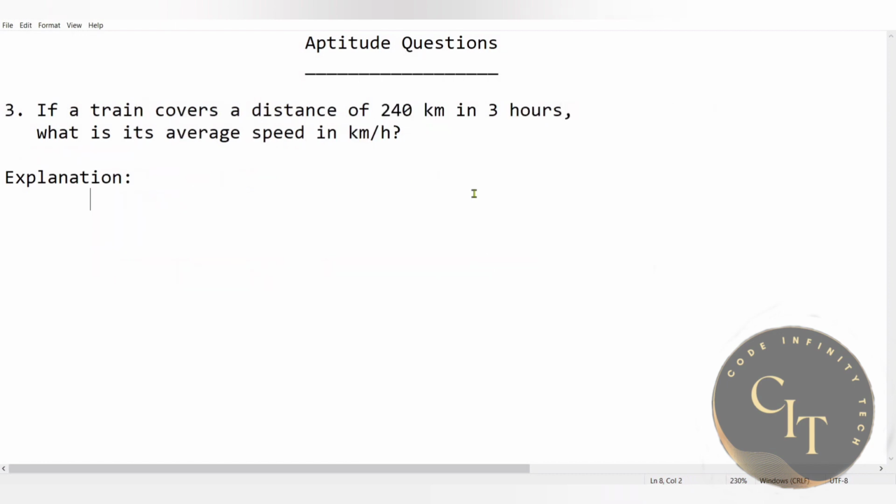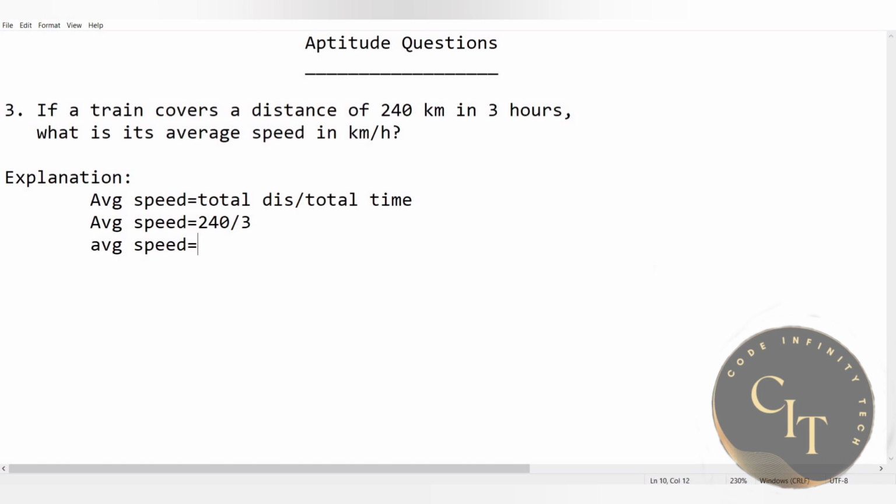And moving on to the next question. If a train covers a distance of 240 kilometers in 3 hours, what is its average speed in kilometer per hour? So you must be knowing the basic formulas like speed, distance and time. All those formulas you should be having on fingertips. So formula for average speed is equal to total distance by total time. So given the values, distance was 240 kilometers and time was 3 hours. So you have to calculate simply average speed. It will be 80 km per hour.